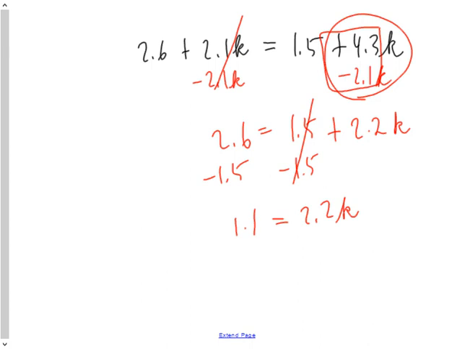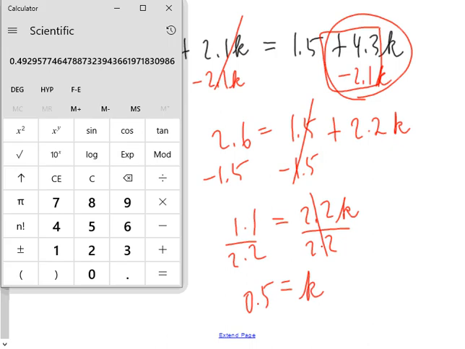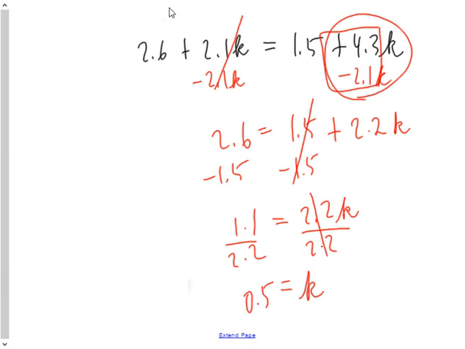2.2k. Divide both sides by your coefficient like we would do normally. 1.1 divided by 2.2, some of you could probably do that in your head. That's exactly half. So therefore, it's 0.5 equals k. Now, if you couldn't, you can grab your calculator, go 1.1 divided by 2.2, and it's still a half, right? And therefore, the answer is k equals 0.5.